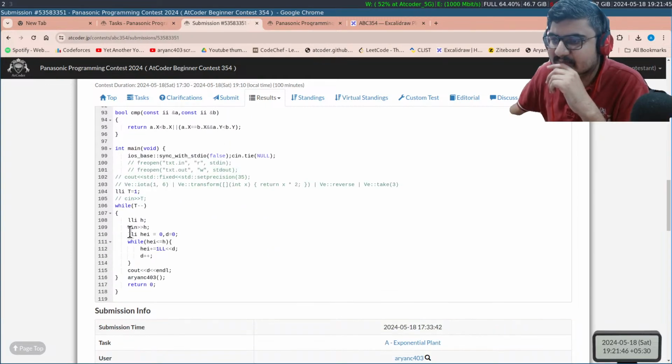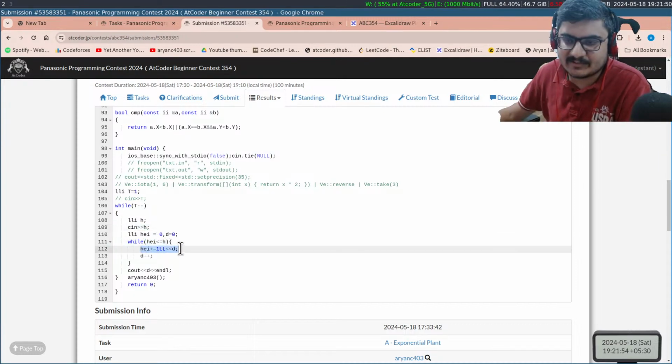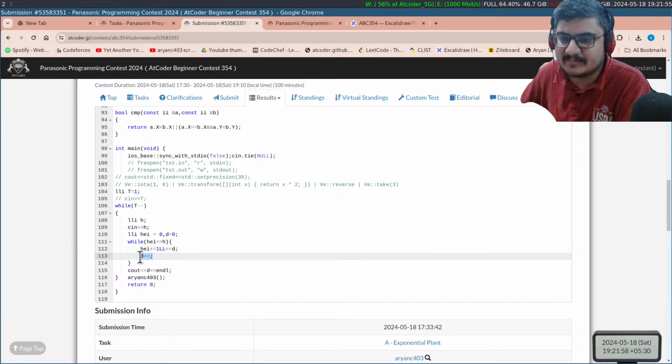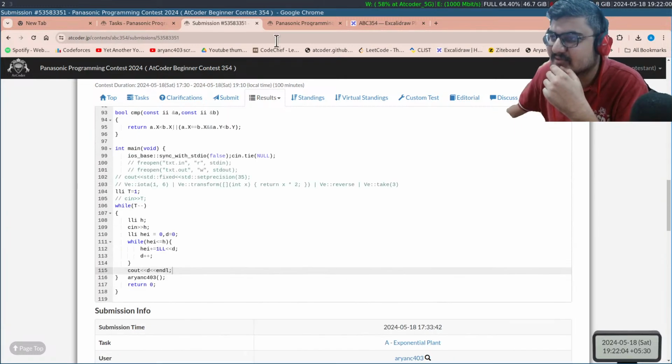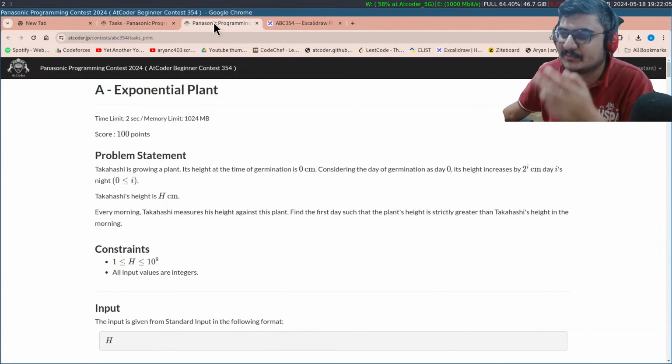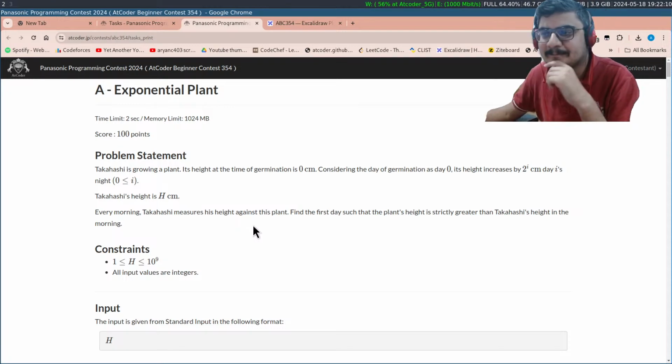So I started with height of plant as 0, number of days as 0. As long as the height of the plant is less than or equal to the height of Takashi, I increase whatever height the plant will grow on today's night, and then I increase the day by 1. And at last, I print the day of morning which I am at, and essentially, this was the solution for this problem. I will move to the next problem. If there are any questions, I will come back to it after the next problem again.